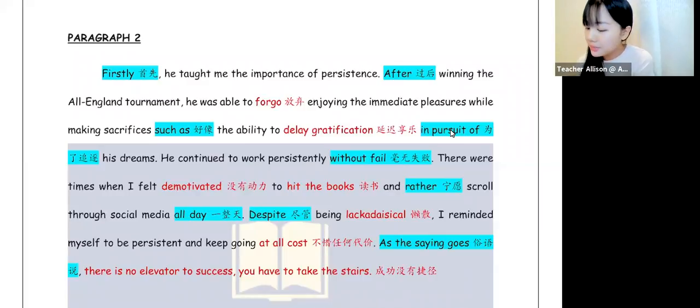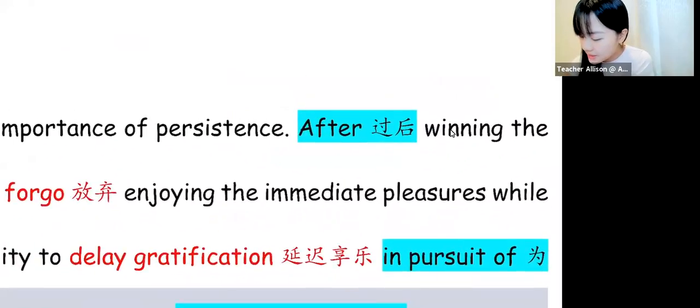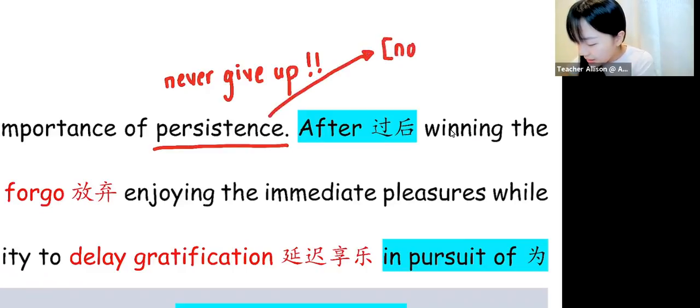Firstly, he taught me the importance of persistence. If you're wondering what persistent is, persistent is when you never ever give up. 你很坚持，永不放弃. You have an unwavering persistence in life. You never ever give up. We call somebody who's very persistent, but the persistence here is actually a noun. So he taught me about the importance of persistence.